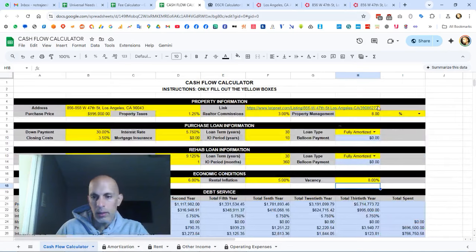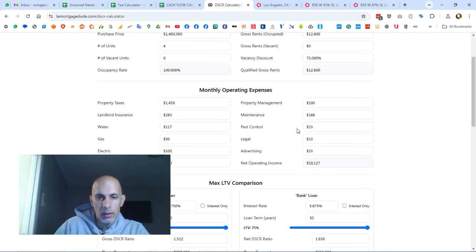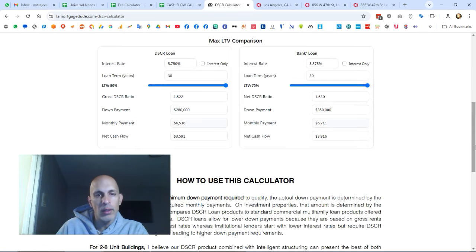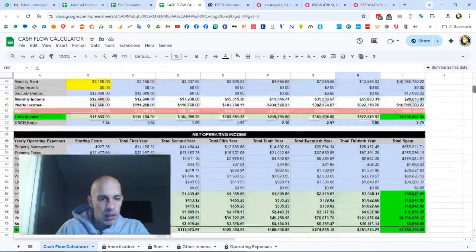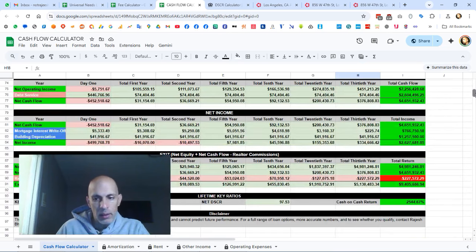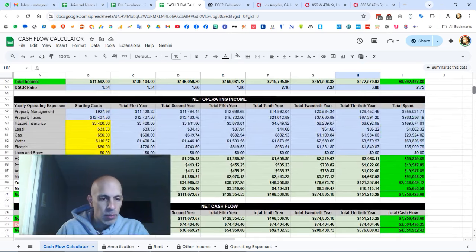And again, this is not the underwriting part. This is what would say, hey, this is the loan you qualify for. We'd underwrite it, we'd approve it. What I'm looking at here is whether this is a good investment or not, whether it makes sense to invest in this property.